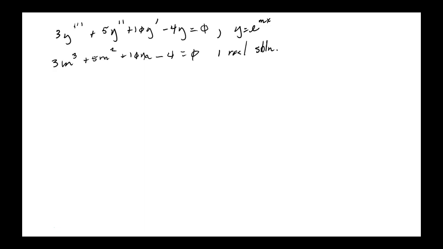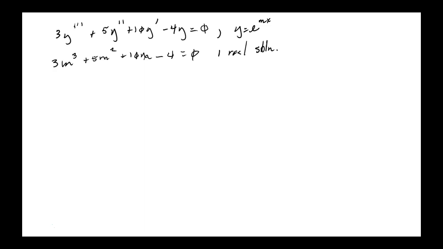Two features of a polynomial function: one, always smooth; number two, always continuous. So if you're starting down here and ending up here, you've got to cross the x-axis somewhere. It's smooth and continuous, you've got to. So you know you've got at least one real solution. This tells you you only have one real solution. We're going to use that piece of information later.